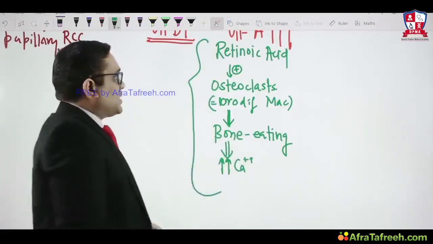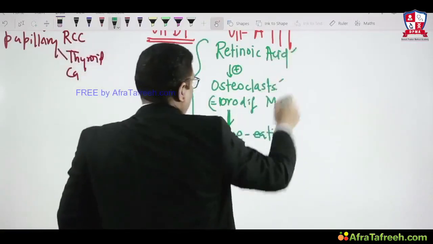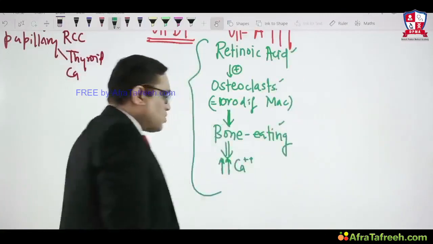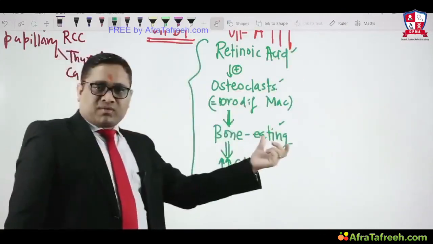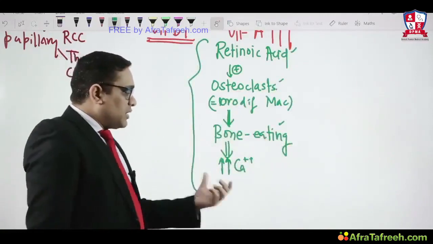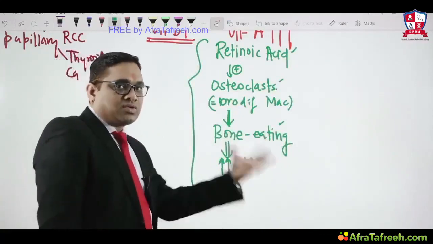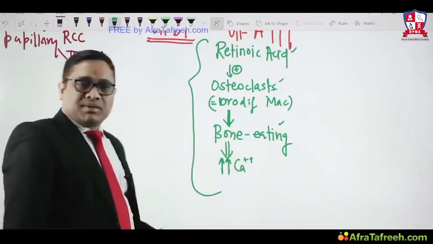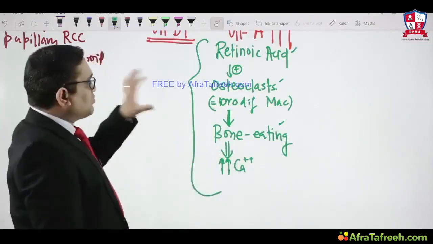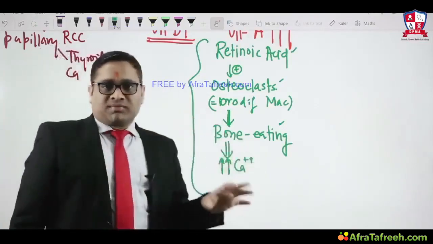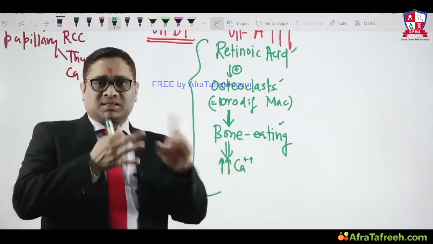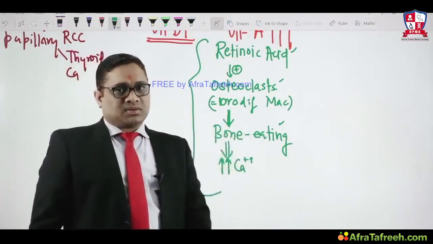So what happens? Retinoic acid will activate osteoclastic cells, which promote bone eating because they are modified macrophages of the bone, and this bone eating will release calcium into the serum, and that is why hypercalcemia will be there. So this point is very important to understand: vitamin A and vitamin D excess both can cause metastatic calcification.